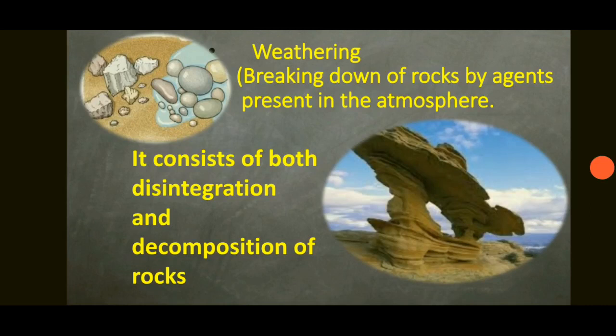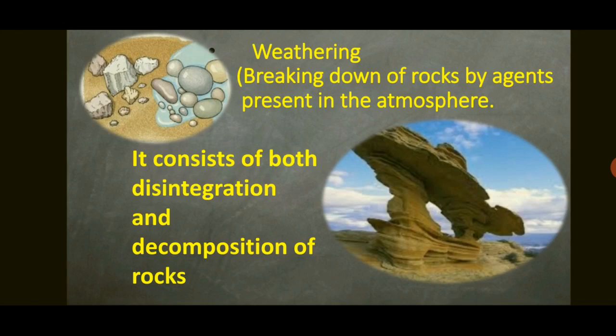Weathering. Weathering is the breaking down of rocks by agents present in the atmosphere. Now, which agents are present in the atmosphere? Temperature, humidity, moisture. These are the agents which work on the surface of the rock or inside the rock, and because of that, disintegration or decomposition takes place. So, weathering consists of both disintegration and decomposition of rock.